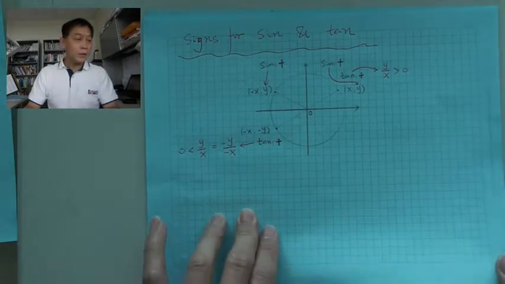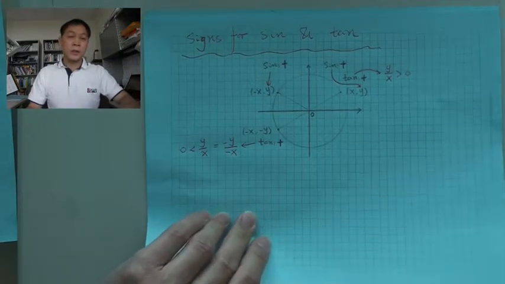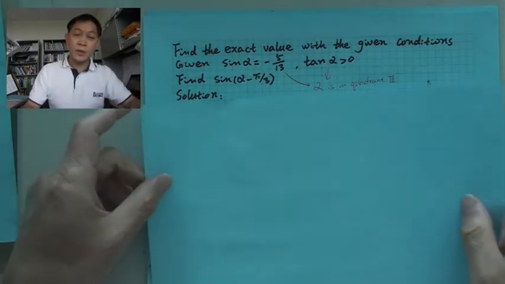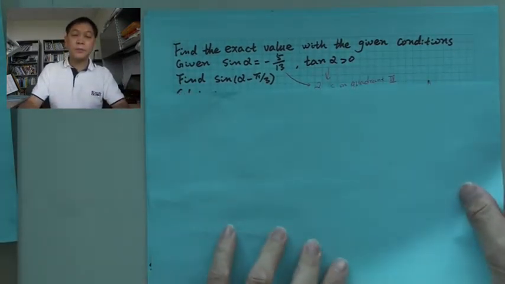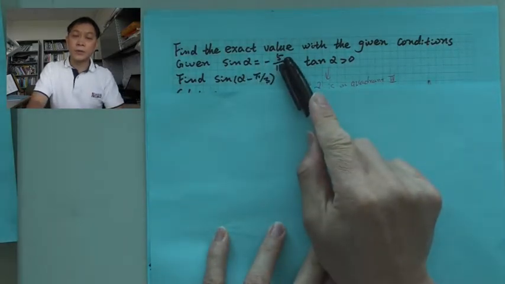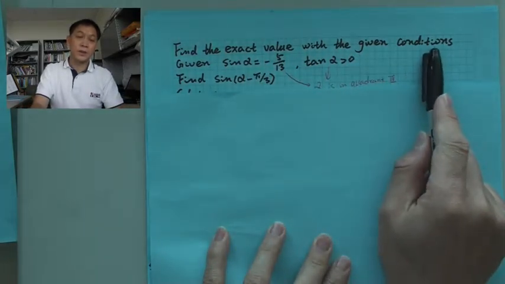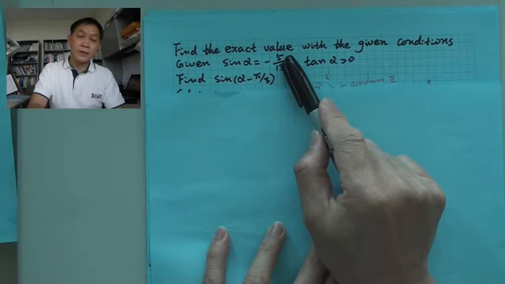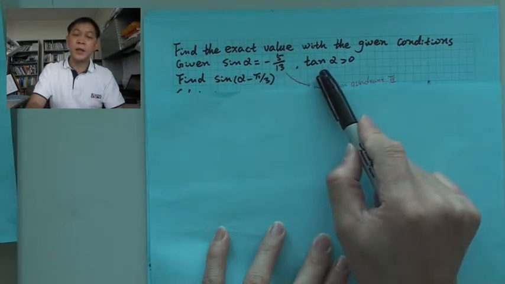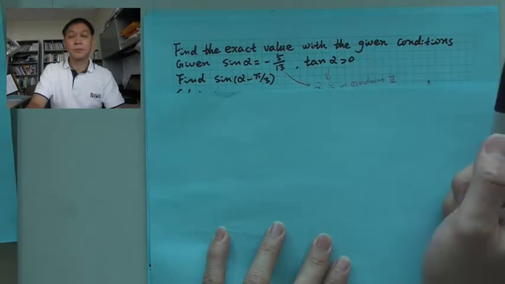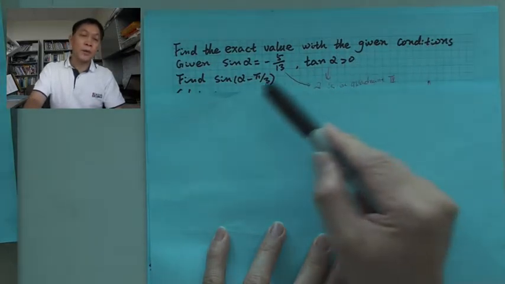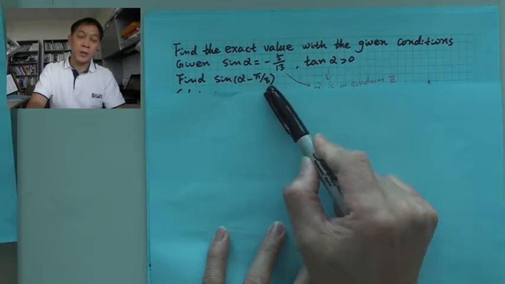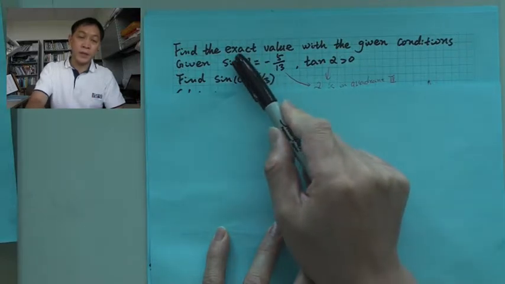Okay, so with these things in our mind, we can do the first question. The first question says: find the exact value with the given conditions. We are given sine theta is negative 5 over 13 and tangent alpha is greater than 0. We want to find out sine of alpha minus pi over 3. We want the exact value.